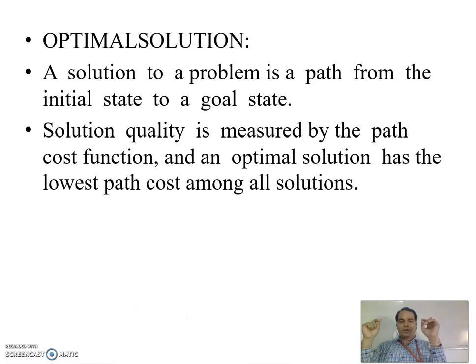A solution to a problem is a path from the initial state to a goal state, but the solution quality is measured by the path cost function. An optimal solution has the lowest path cost among all solutions. The cost may be anything, price or kilometers or time, depending on what performance measure we are considering.